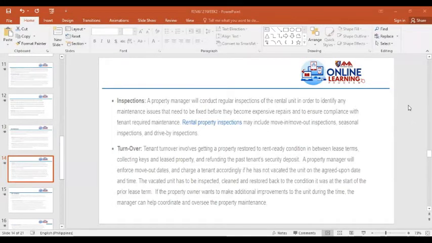Next is the inspections. A property manager will conduct regular inspections of the rental unit in order to identify any maintenance issues that need to be fixed before they become expensive repairs, and to ensure compliance with the tenant required maintenance. Rental property inspections may include move-in, move-out inspections, seasonal inspections and drive-by inspections.